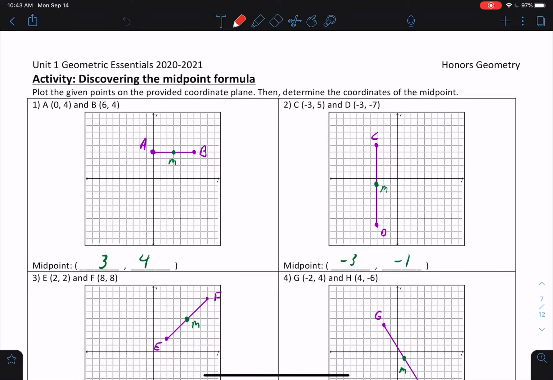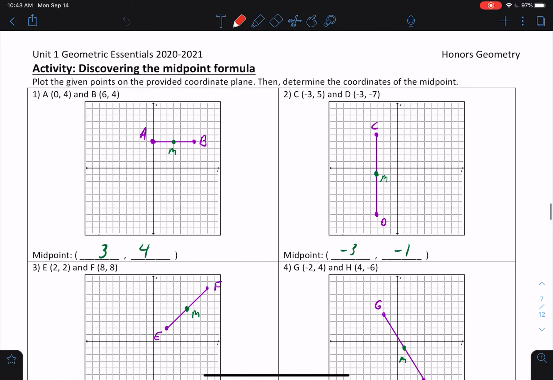So how do we find the midpoint of a segment? I've got several examples here for you, and they start off easy and get progressively more difficult. Hopefully you can start to see a pattern on the coordinates we start with and the coordinates of the midpoint. So for example, in problem 1, (0, 4) to (6, 4), that's the segment. The midpoint is going to be (3, 4).